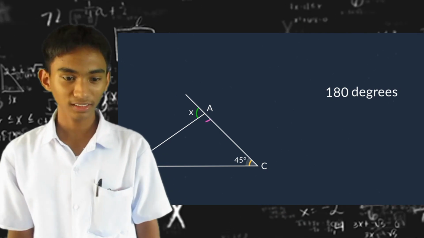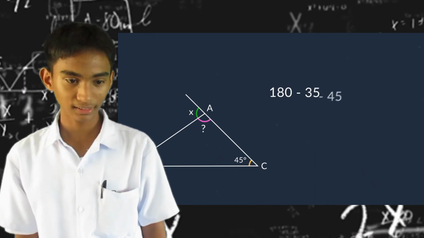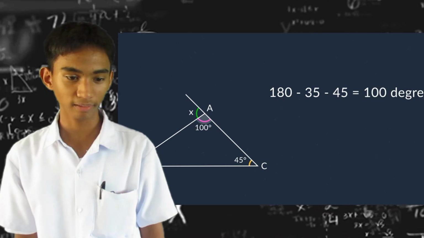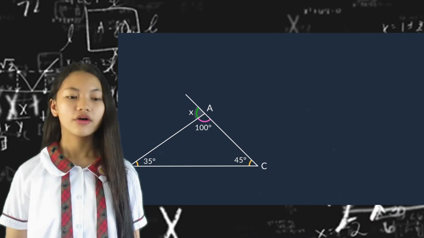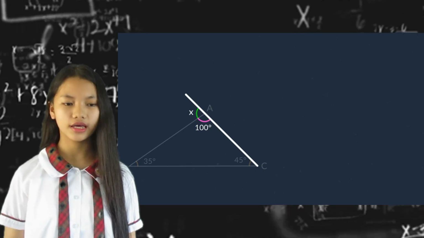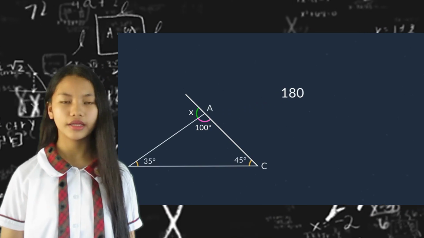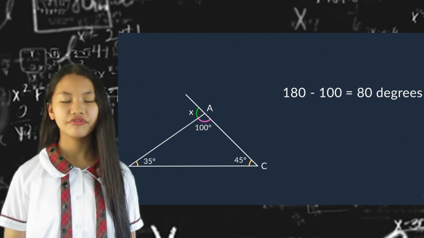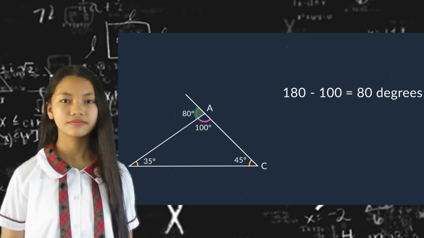Great! Since we have the values of two angles in this triangle, we know that this angle over here would just be 180 minus 35 minus 45. Computing this would give us 100 degrees for the angle. Finally, to solve for the exterior angle, we just learned that an interior angle plus an exterior angle equals 180 degrees. So again, we do 180 minus 100 to get 80 degrees. Therefore, we get 80 degrees as our exterior angle here.